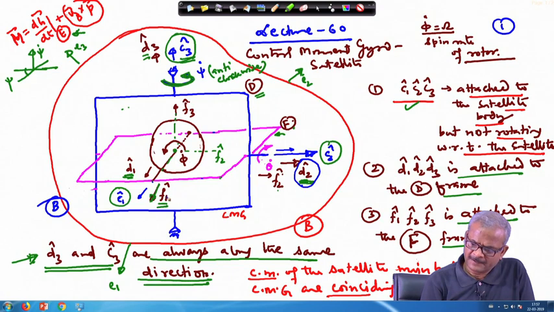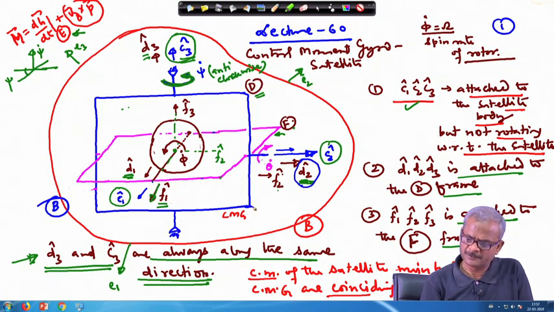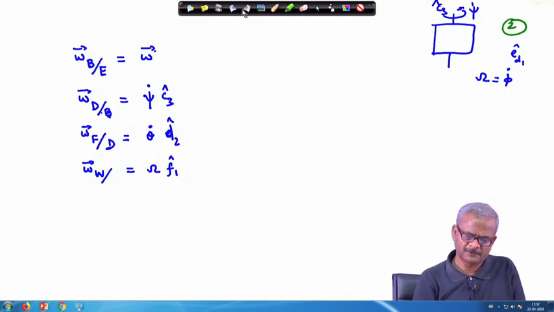Now, f 1 cap will change direction, d 2 cap will change direction with respect to the satellite, all of them are changing. So, with respect to the satellite f 1 will change, and also this changes with respect to the d frame and so on. So, this procedure we have to carry out.